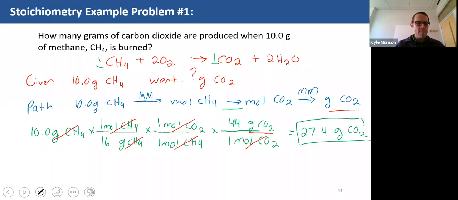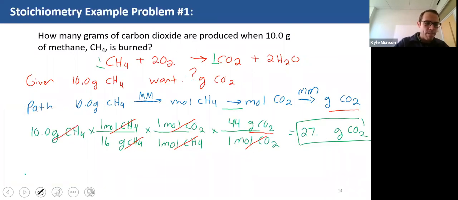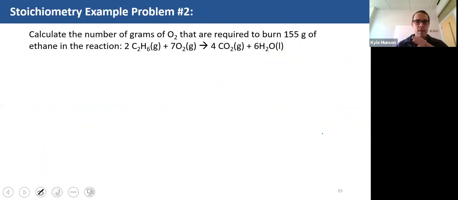I'll double check that in my calculator and let you double check it with me. 16 times 44 equals... 27.5 is actually what I get when I put these numbers in. I think it's because my other numbers were a little different, but that's okay, it's in the same ballpark. So there you go. This is how we convert from grams of one thing to grams of another. This is the general structure of these problems, so let's do a lot more.